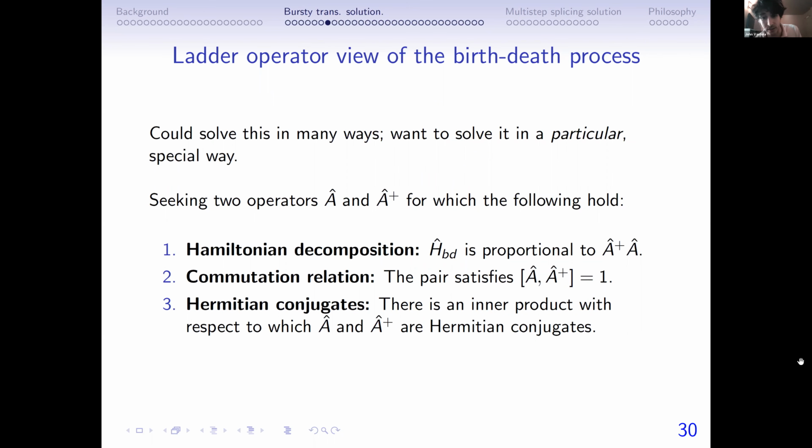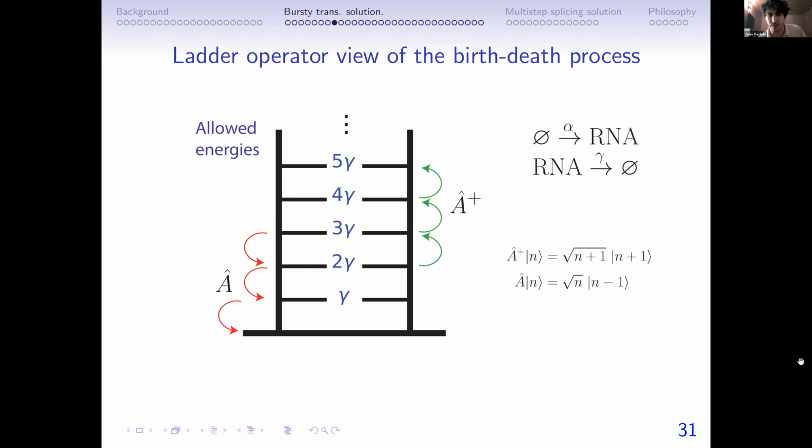Here's the way that we're trying to solve it. We're seeking two operators, ladder operators, A and A plus, for which the three following things are true. One is we can write the Hamiltonian as A plus times A times a constant. Two is that A and A plus have a certain relationship, that A times A plus minus A plus times A is equal to the identity operator. And three, that A plus and A are Hermitian conjugates of each other with respect to a certain inner product. Anyway, if you take care of all these technical things, you get kind of an interesting, intuitive, and beautiful picture of what's happening.